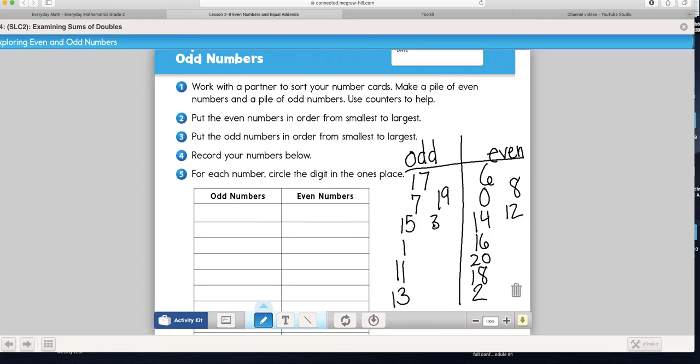Putting it over here. We're not writing anything in our book just yet, Jake. 10. Is 10 going to be even or odd, Jamie? Odd. Ooh. Do I see a 0, 2, 4, 6, or 8 in one place? I see a 0, right? So it's going to be even.